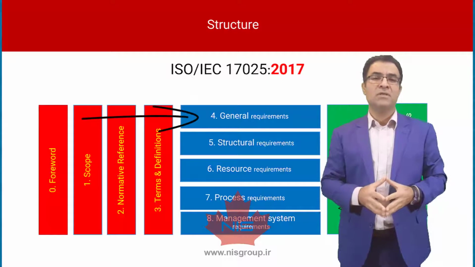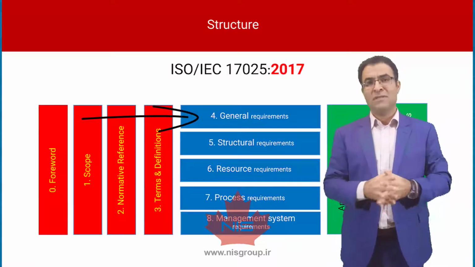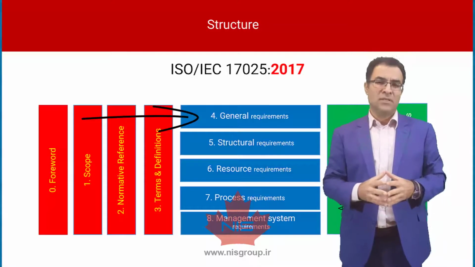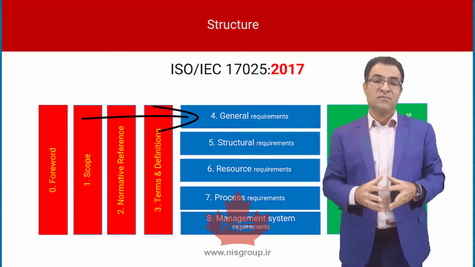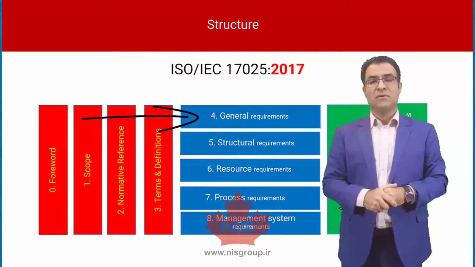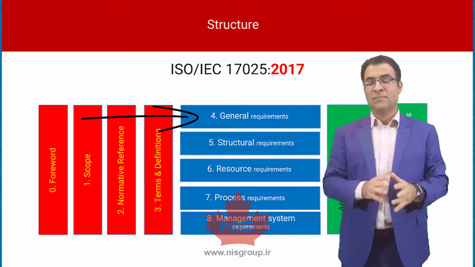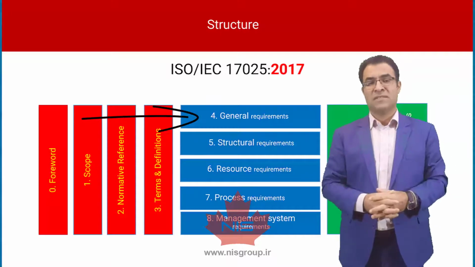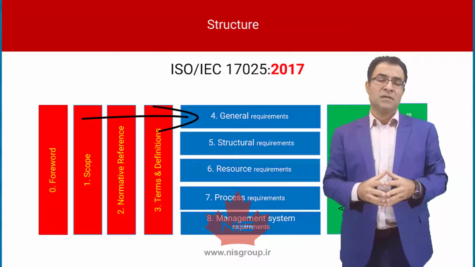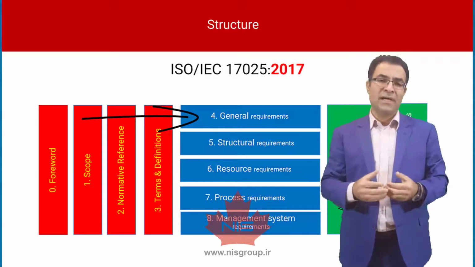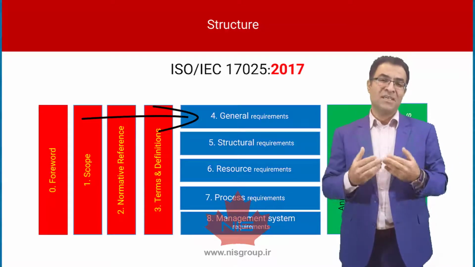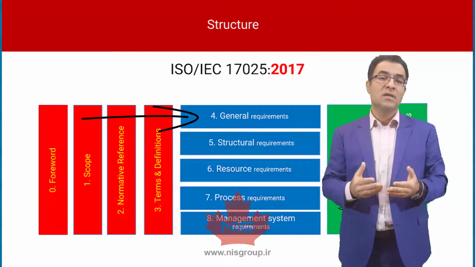Clause 4, which is called general requirements, talks about a couple of key points, such as confidentiality and impartiality. These are the issues that are reviewed in this clause of the standard. The standard says that a laboratory shall be able to act impartially. A laboratory shall keep the key information and customer information confidential.